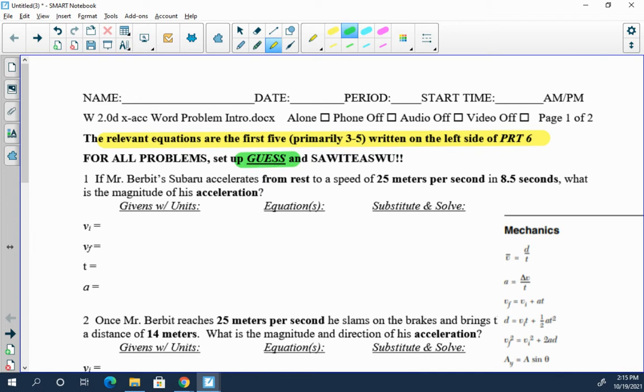So we're using what's called a GUESS format. Of course, GUESS there is just an acronym. The GU is the givens with units. The E is the equation. That's the unsubstituted or blank equation. And the SS is substitute and solve.